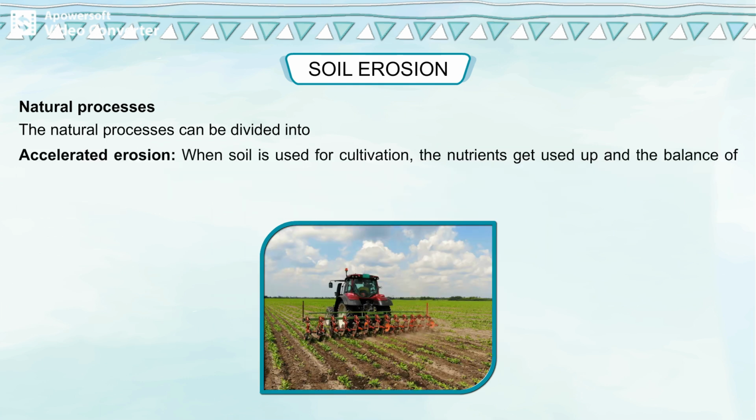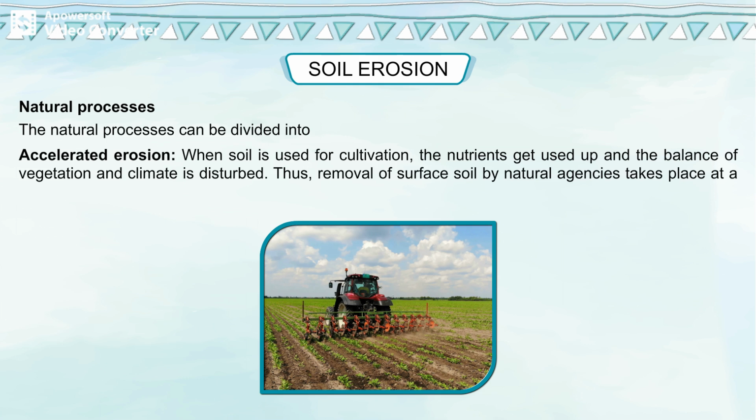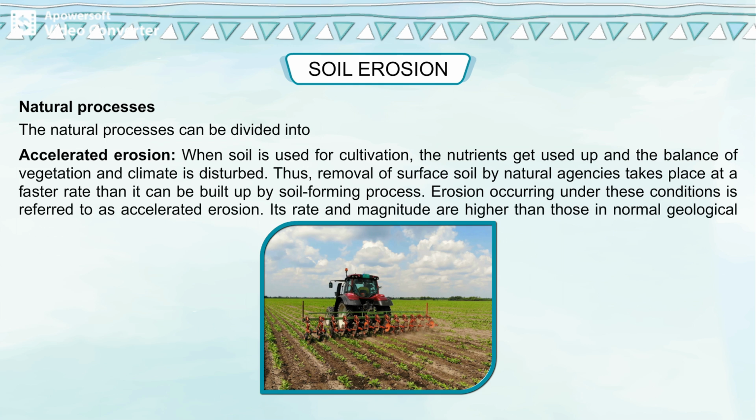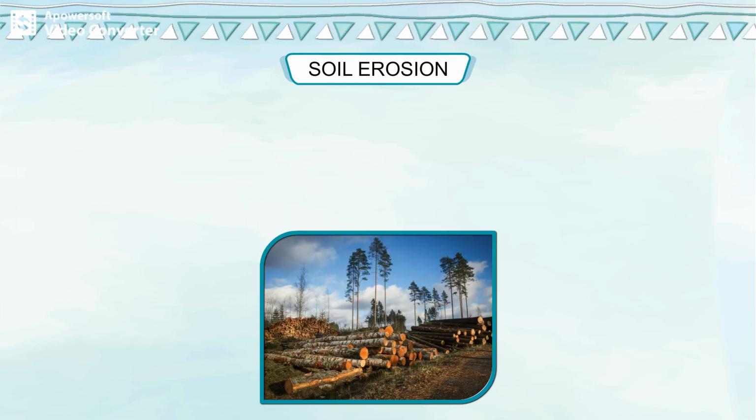Accelerated erosion. When soil is used for cultivation, the nutrients get used up and the balance of vegetation and climate is disturbed. Thus, removal of surface soil by natural agencies takes place at a faster rate than it can be built up by soil forming process. Erosion occurring under these conditions is referred to as accelerated erosion. Its rate and magnitude are higher than those in normal geological erosion.